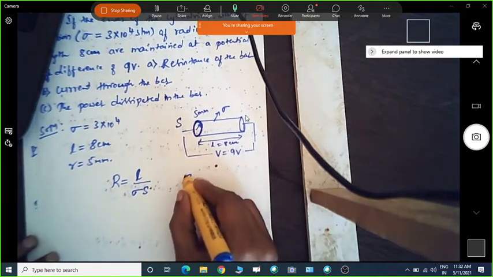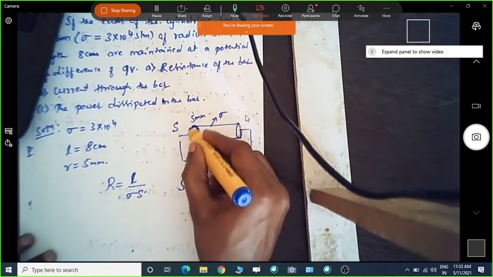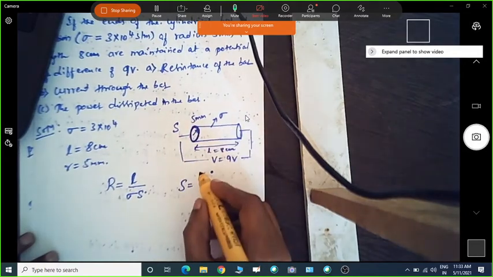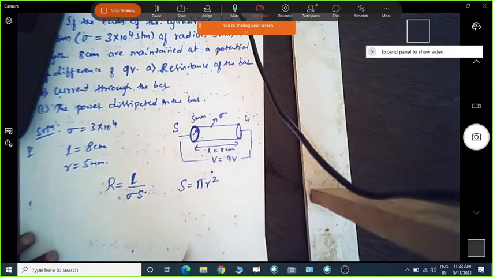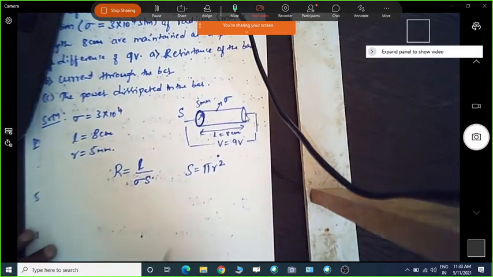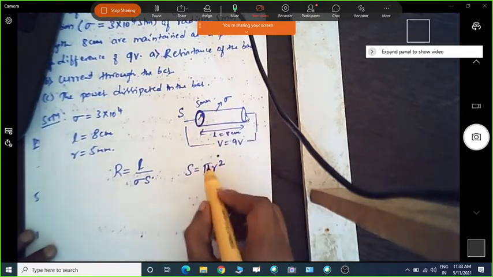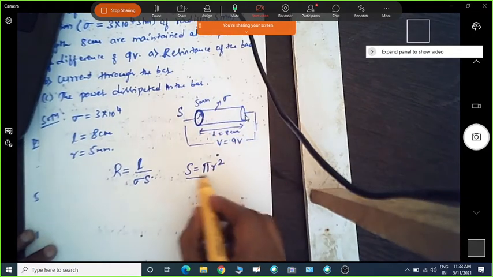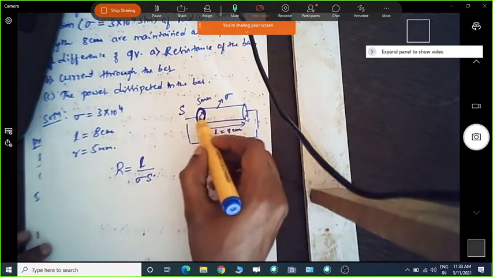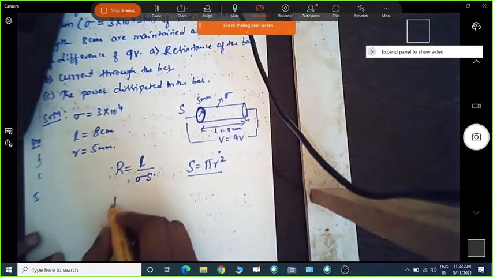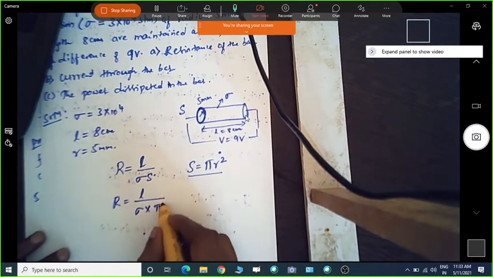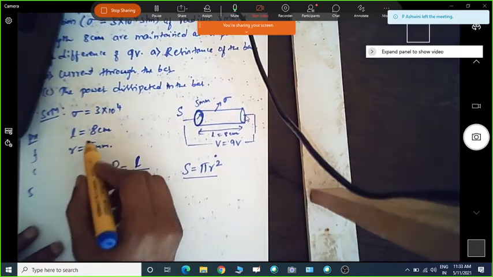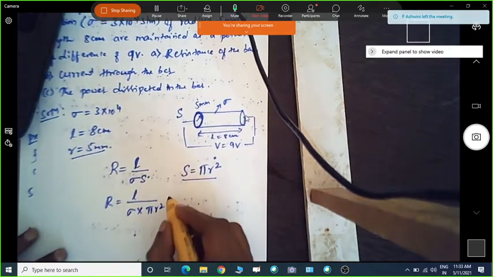So how to find out this cross sectional area? It is in the form of a circle. What is the area of a circle? It is equal to pi r square. So the cross sectional area in terms of the circle is pi r square. Now if you substitute that, we get L by sigma into pi r square. Now r is given, so now you can find out.